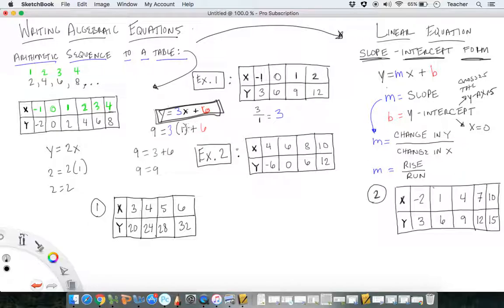Now let me check it real quick. 3 times 2 plus 6 equals 12. 0 times 3 is 0, plus 6 is 6. So this is my equation that is helping me to predict the next terms. For example, if I ask what the 100th term in the sequence is, you can say 3 times 100 plus 6, and know that that is 306. That would be the 100th term in the sequence.